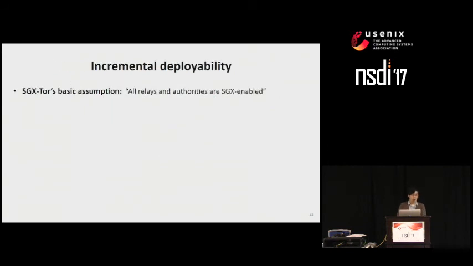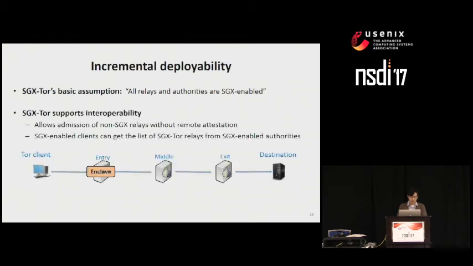To make SGX-Tor practical, we also address incremental deployability. So far, we primarily consider the network where every Tor component is SGX enabled. However, SGX-Tor supports interoperability. For example, it is possible to establish a circuit with an entry guard that runs SGX-Tor, while the middle and exit run original Tor.